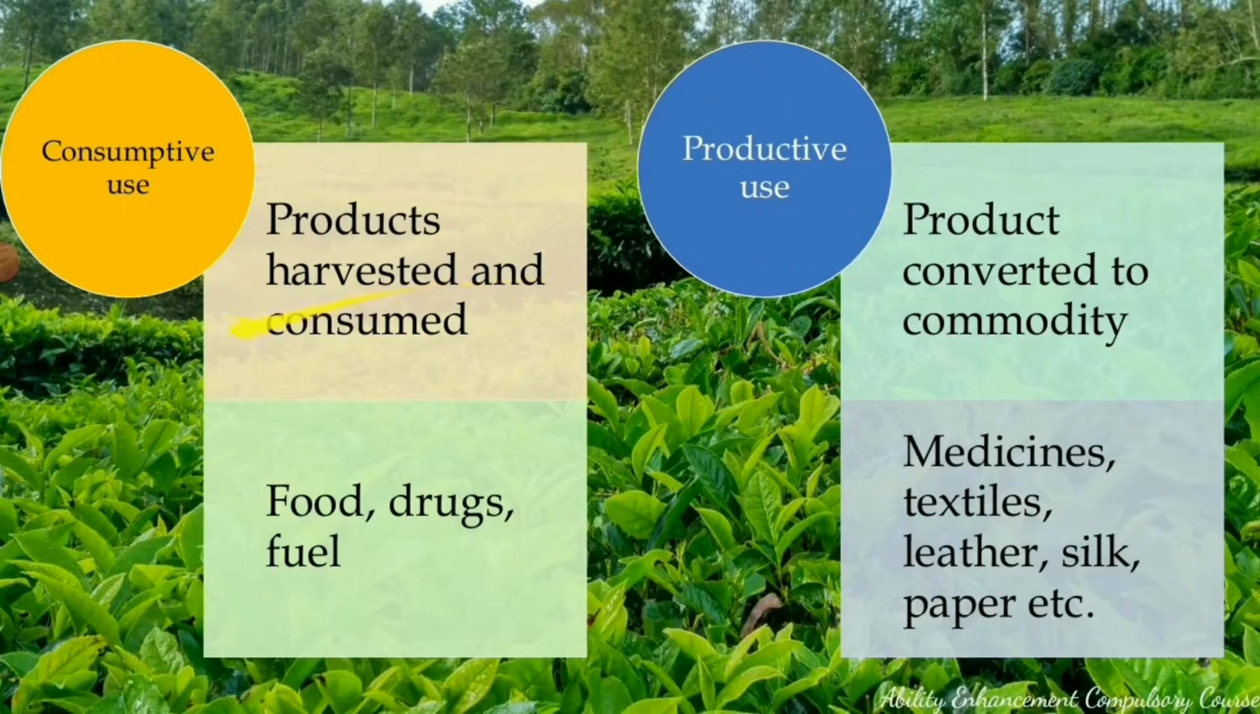Consumptive use is direct use. Productive use is wherein we take the substance from biodiversity, we take the biodiversity product and convert it into some commodity which is being utilized. This includes medicines like antibiotics or use of plant extracts. Textiles are another example of productive use, such as leather, fur of animals, silk. Paper and pulp industries also form part of the productive use, as do the ivory works and the pearl industry. All of these are examples of productive use of biodiversity.